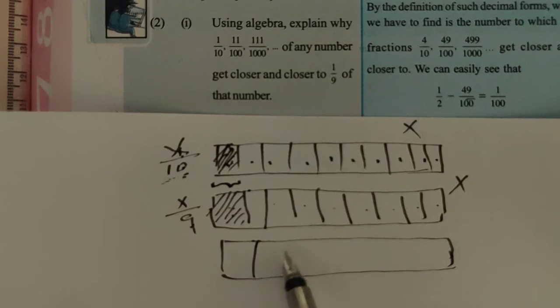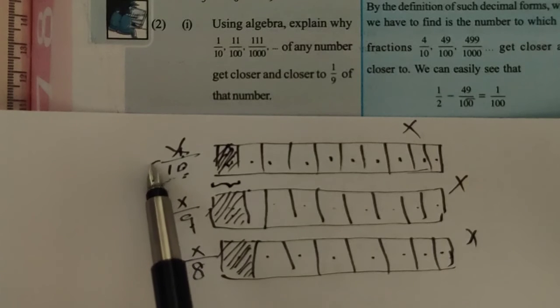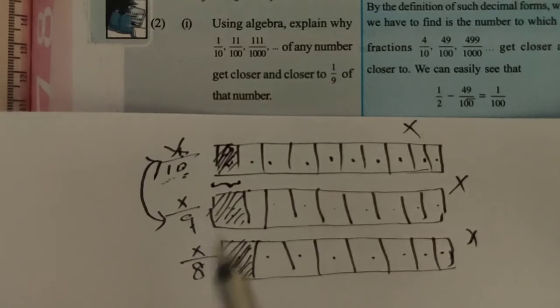8 divisions: 1, 2, 3, 4, 5, 6, 7, 8. The same number is divided into 8 divisions. Then you see this is bigger than these two. My question: which is closer to x by 10? The closer value of x by 10 is not x by 8. Other than x by 8, the closer value for x by 10 is what?